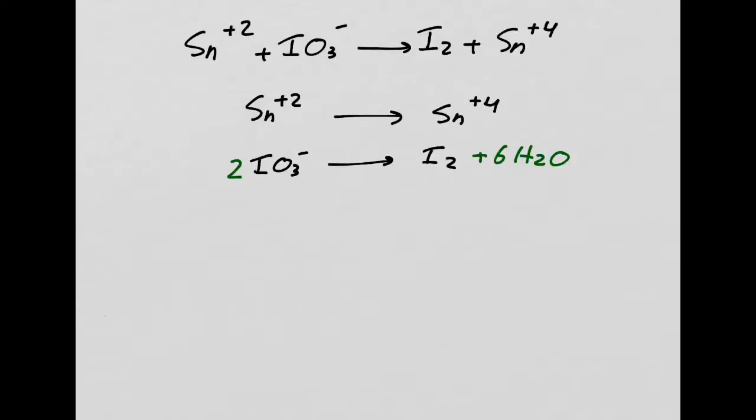Then you balance the hydrogen by adding H+. No hydrogen, we're okay. How about over here? I have 12 hydrogen on this side. So I'm going to add 12 H+ to the side that has no hydrogen to balance it out. So we balance the oxygen by adding water, hydrogen by adding H+.